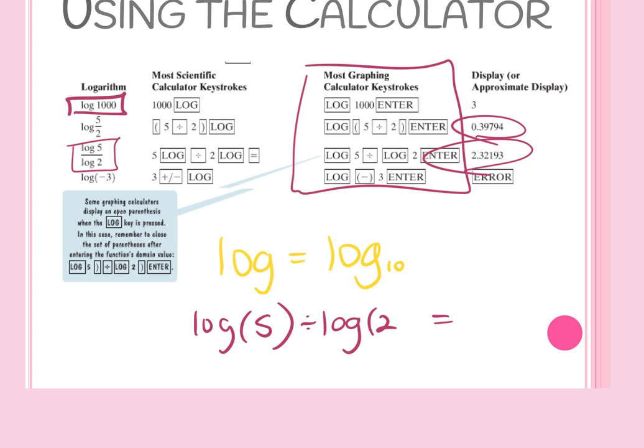And then if it's -3, it's going to open the parentheses. Make sure you put the leading negative. And you should get an error because there's nothing I can raise 10 to make it negative. So make sure you practice. If you've got your calculator out in front of you, find log of 1,000, log of 5/2, log of 5 divided by log of 2, and then log of -3. Practice all of those and make sure that you're getting the right answer.